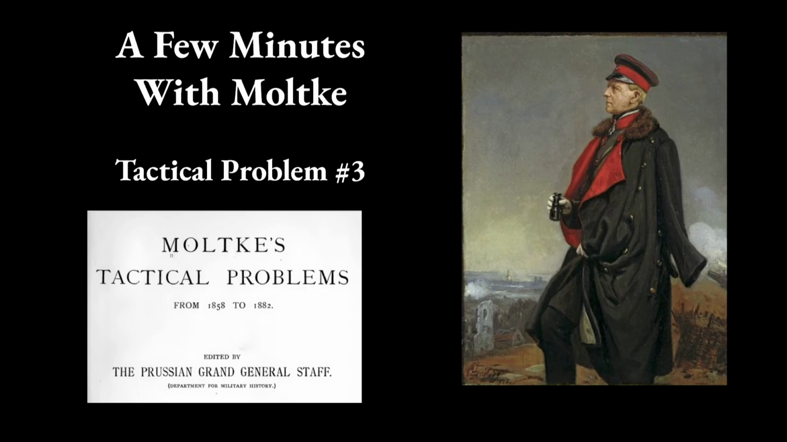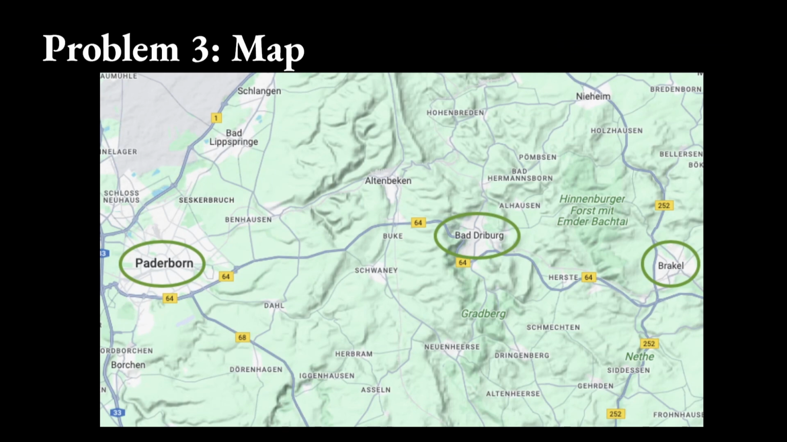This is tactical problem number 3 of 66 tactical problems presented by the Prussian General Staff in a book that collects Moltke's problems and their solutions. First, let's orient you to the map.